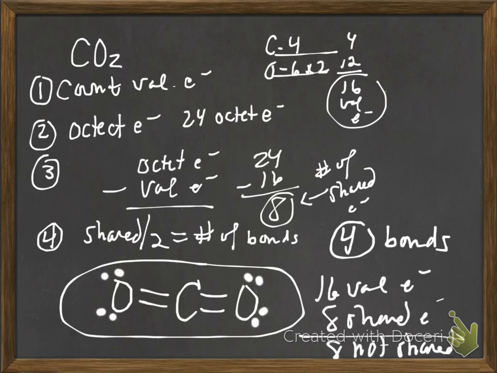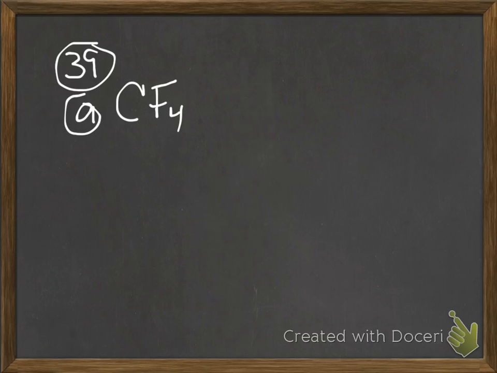Let's try some more together. Okay, so this is from 39. Part A is too easy. If it's got 1 carbon and 4 fluorine, guess what? You've already done that today. That's just like carbon tetrachloride. That's carbon tetrafluoride. So B is 1 Se and 2 H. That's also pretty easy. Let's do C.